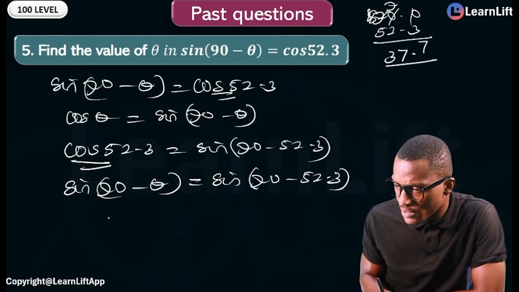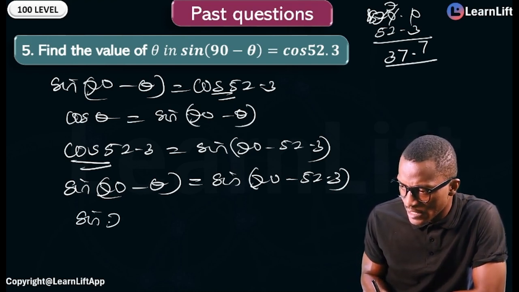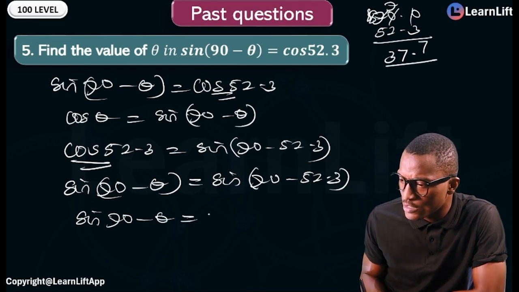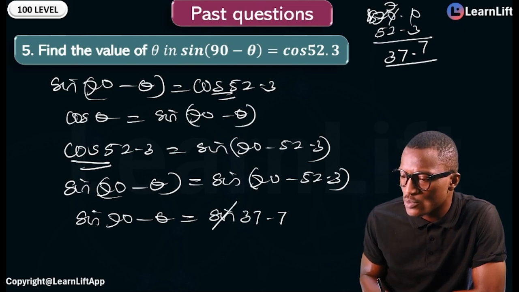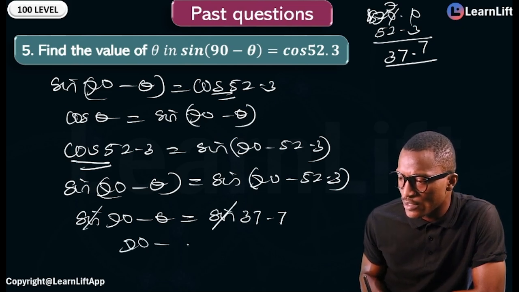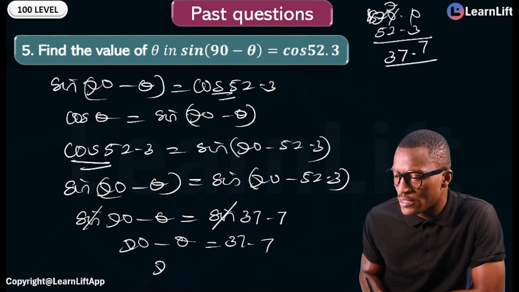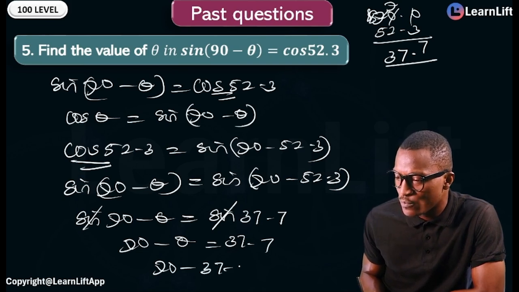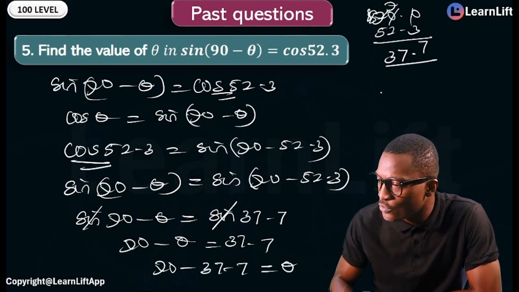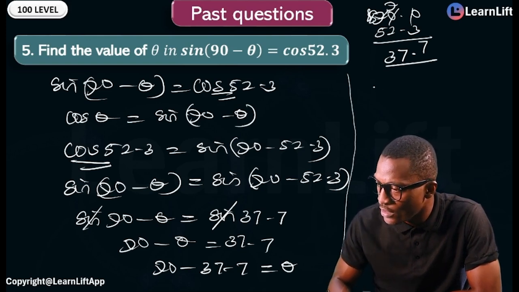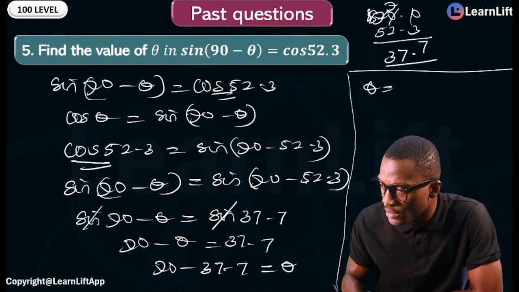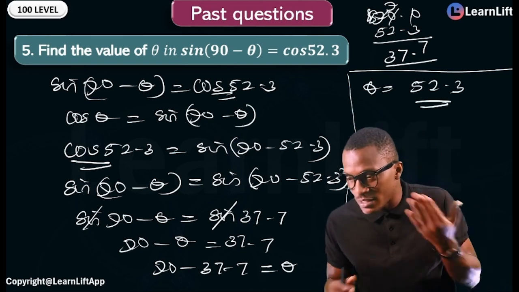Yes. So that will give me sine 90 minus theta is equal to sine 37.7. So we cancel sine, and it now becomes 90 minus theta is equal to 37.7. So what will theta now be? Bring it here, that becomes 90 minus 37.7 is equal to theta. If you do that very well, theta will give me 52.3.